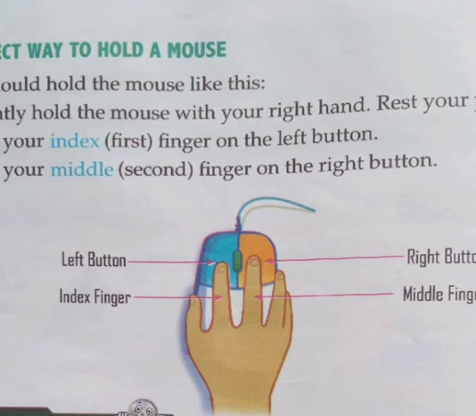Next, correct way to hold a mouse. It is very important to hold a mouse correctly. We should hold the mouse like this. Number 1, gently hold the mouse with your right hand. Rest your palm on it. Number 2, put your index finger or first finger on the left button. Number 3, put your middle or second finger on the right button. So as you can see in the picture.